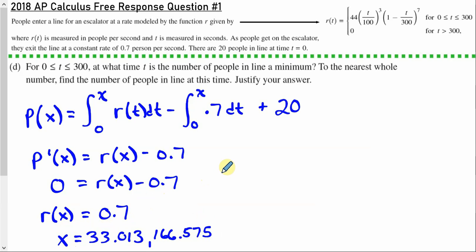Now, it wants to know when it's a minimum. So we could find out the local max and the local min, but remember, we're talking about absolute. What is the time that people in line is a minimum? It could be the beginning, it could be the end. So let's just check all 4. And the reason it's not going to be a bad thing to check all 4 is that we already know 2 of them.